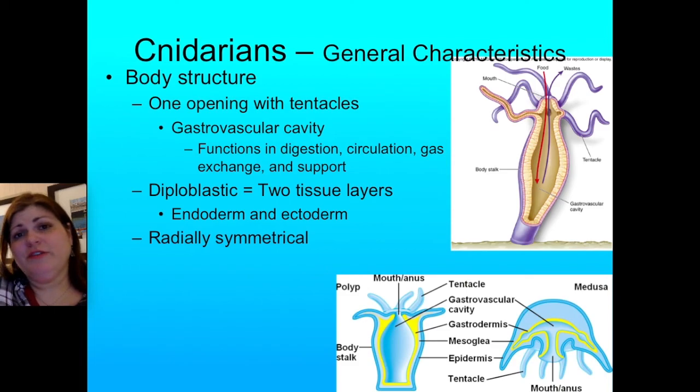Cnidarians are also the first group to have any kind of symmetry. They have radial symmetry. That radial symmetry allows them to be much more advanced than sponges. However, it also limits them. For example, it limits their ability to have a head.